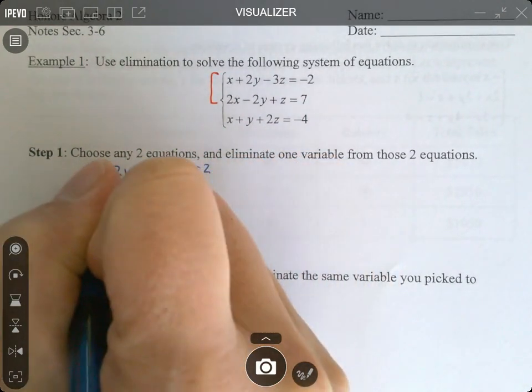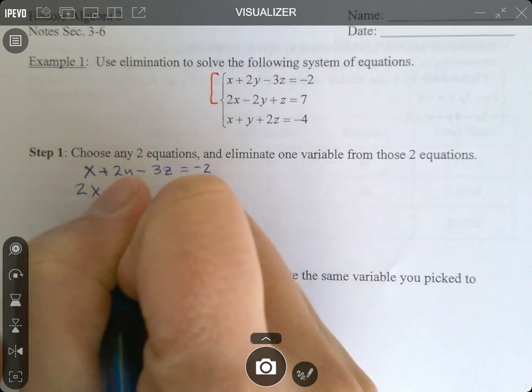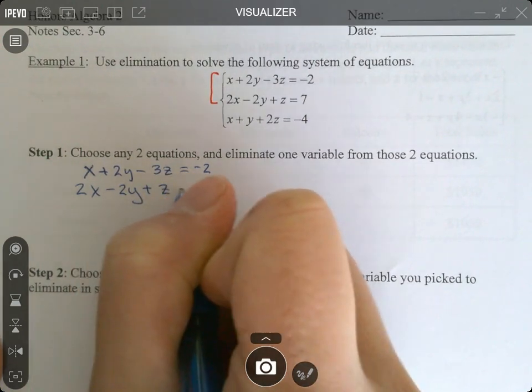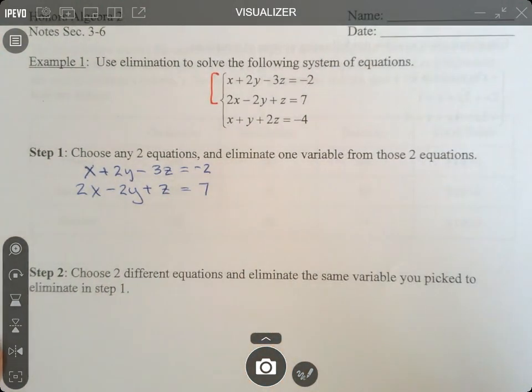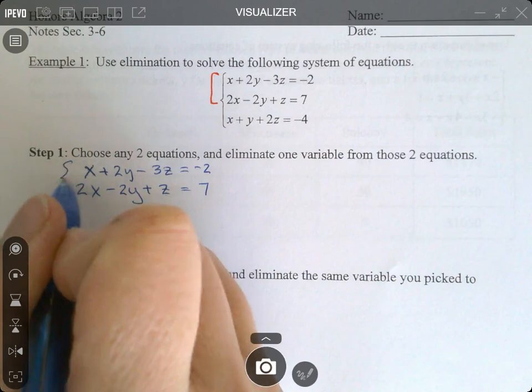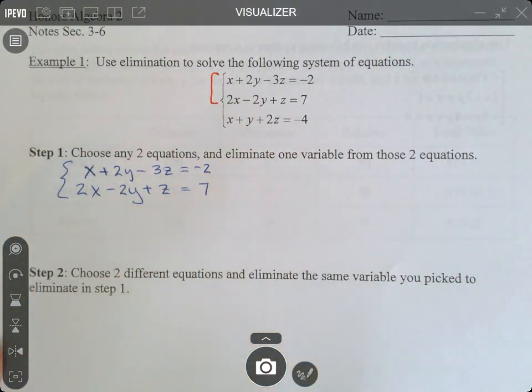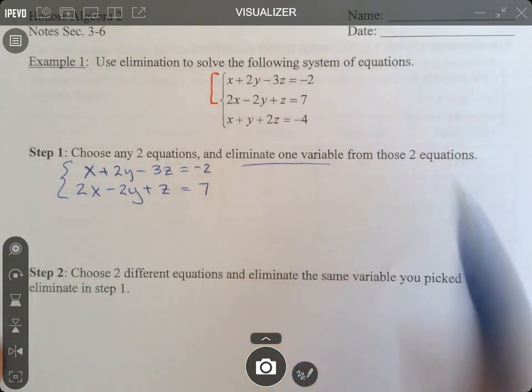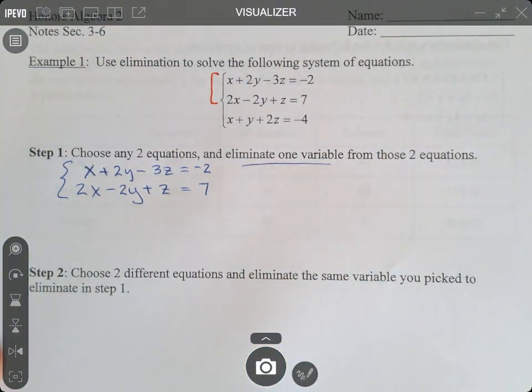You don't have to, but I am recommending that you write your z's with a line through them so they don't get confused with 2's. That's just how I do it. So I am taking 2 out of those 3 equations, and I'm going to eliminate one variable from these 2 equations. So we're doing the elimination method.